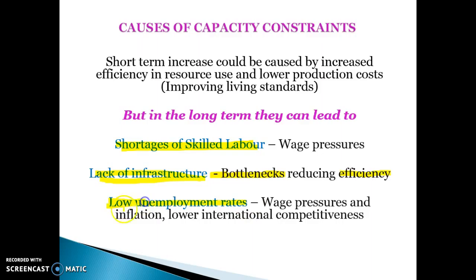So low unemployment rates means that we're using our available labour very efficiently or to its capacity, and that can lead to wage pressures and inflation and can lower our international competitiveness. So capacity constraints, you've got to be very careful about these questions. It's not a bad thing if we're working close to our productive capacity, but we want to be able to push out our supply in the long term to meet that extra demand. If we're not able to do that, then capacity constraints will become an issue for our economy because we don't have the supply to meet demand.